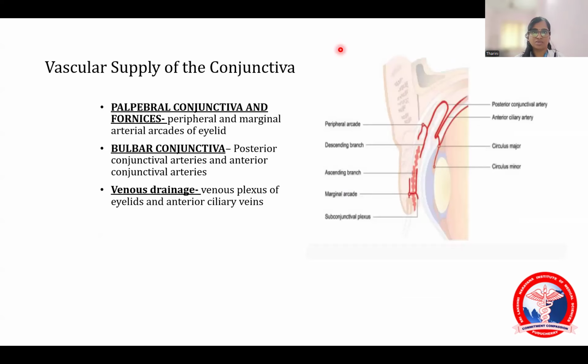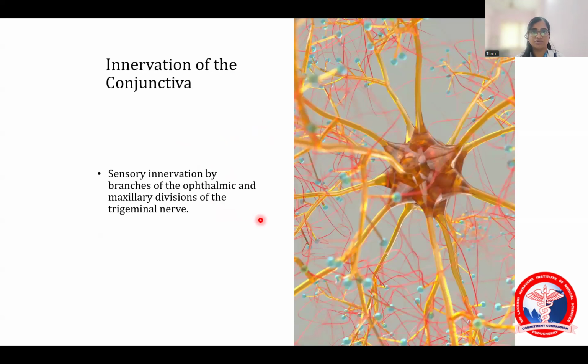Vascular supply of conjunctiva. The palpebral conjunctiva and fornices are supplied by peripheral marginal arterial arcades of the eyelids. Bulbar conjunctiva is supplied by posterior conjunctival arteries and anterior ciliary artery. Venous drainage is by venous plexus of eyelids and anterior ciliary veins. The nerve supply of conjunctiva is by the trigeminal nerve, so the ophthalmic and maxillary divisions of the trigeminal nerve.